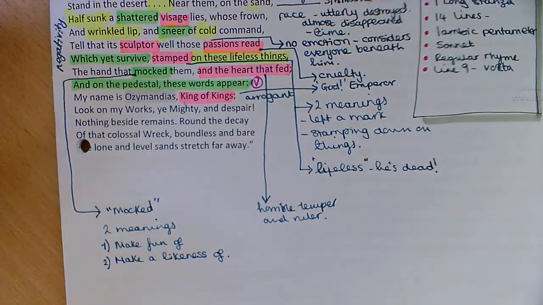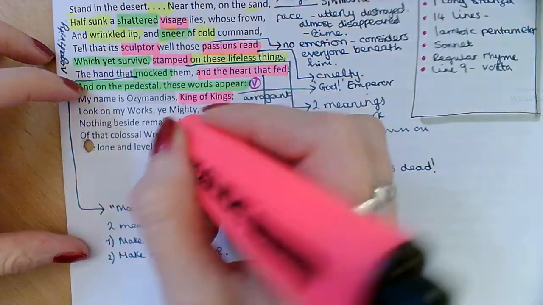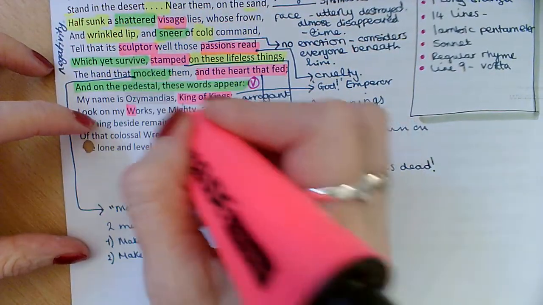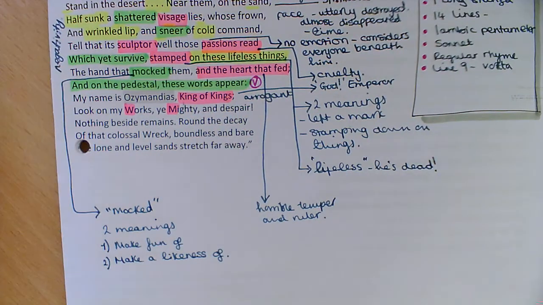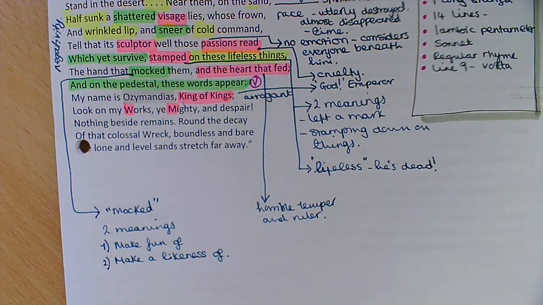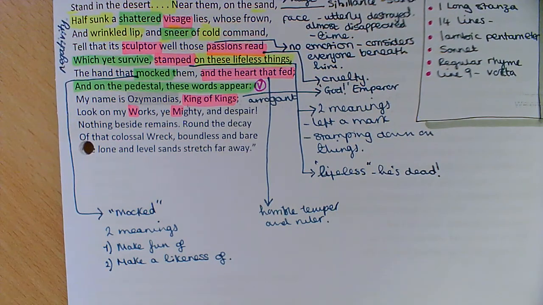Look on my works, ye mighty, and despair, meaning that he is bigger than everybody else. Mighty. And look at those capitalisations, my works, ye mighty, and despair. So everybody needs to be afraid of him, okay, as far as he is concerned. And then that line that comes directly after it, nothing beside remains.